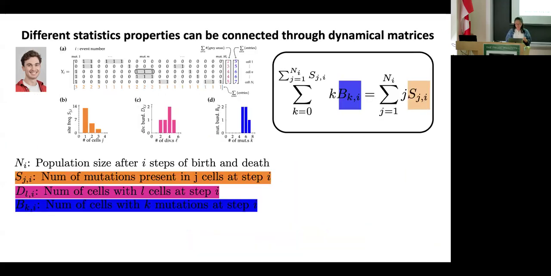So what we want to do is, since they come from the same matrix, we can write down the matrix, because all the ones need to sum up to the same number, no matter whether you sum across the columns or across the rows. For example, if we use B_{K,i} as the number of cells that have K mutations at time i, this is the single-cell mutation burden distribution. And S again is the site frequency distribution, which tells you how many mutations are present in how many cells. If you write down the sums of the ones, they need to equal each other, and we can use this to infer the mutation distributions from each other.